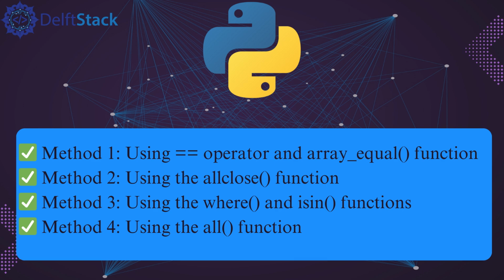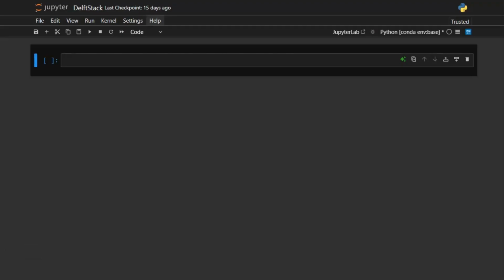Second, we will use the numpy.allclose function to compare arrays with floating point numbers while considering numerical tolerance. Third, we will explore element-wise comparison using numpy.where and numpy.isin, which are useful for locating differences between two arrays. Finally, we will use the numpy.all function to check if all elements satisfy a given condition. Let's dive in and explore these methods in detail.